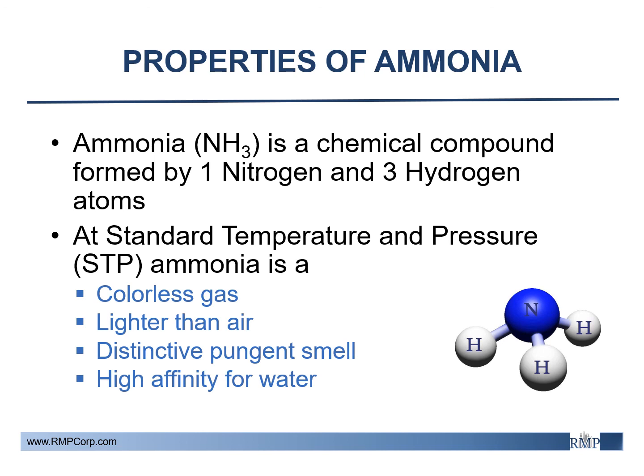All facilities should know the properties of their chemicals associated with their process and the general hazards. Since ammonia is a popular chemical in refrigeration and water treatment, we will go over the properties of ammonia for you to keep in mind. Ammonia, which is NH3, is a chemical compound formed by 1 nitrogen and 3 hydrogen atoms. At standard temperature and pressure, STP, ammonia is a colorless gas that is lighter than air, has a distinctive pungent smell, and a high affinity for water.